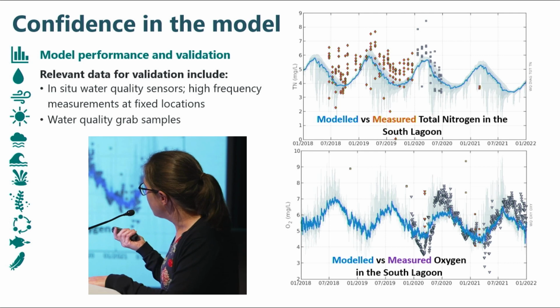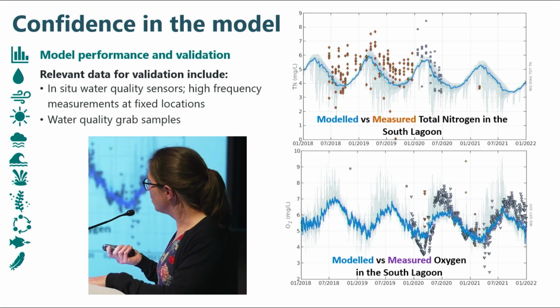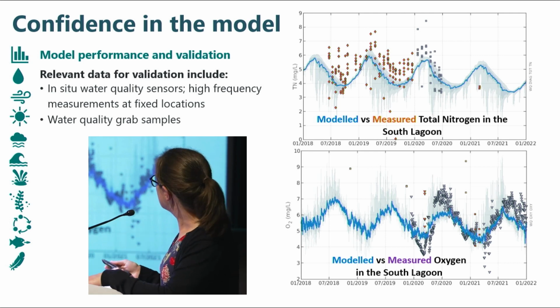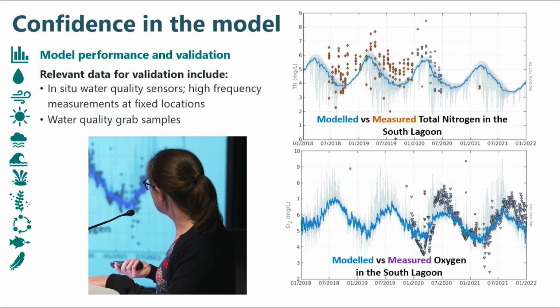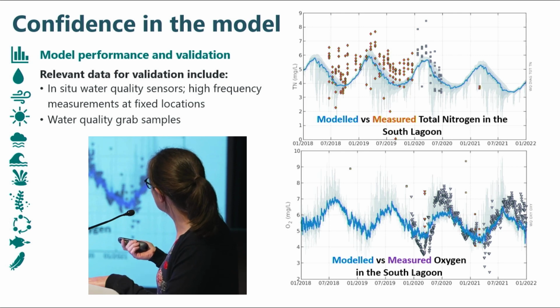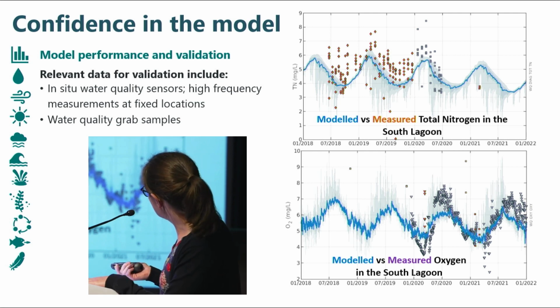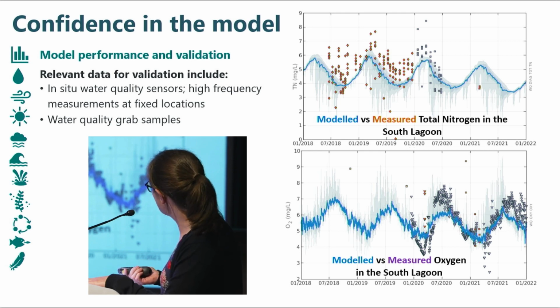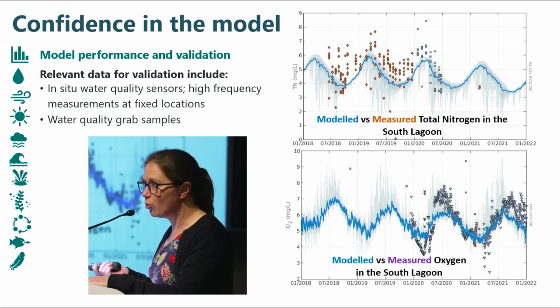As I said, we've had an ongoing program of water quality grab samples. So you can see there, this is just a couple of examples in the South Lagoon. We've got the modelled line in the blue with the bounds of confidence around it, and then measured total nitrogen on the top plot there. And then at the bottom, we've got modelled in the blue and measured in the little purple triangles of measured oxygen in the South Lagoon. So that's the water column, just as an example, water quality.